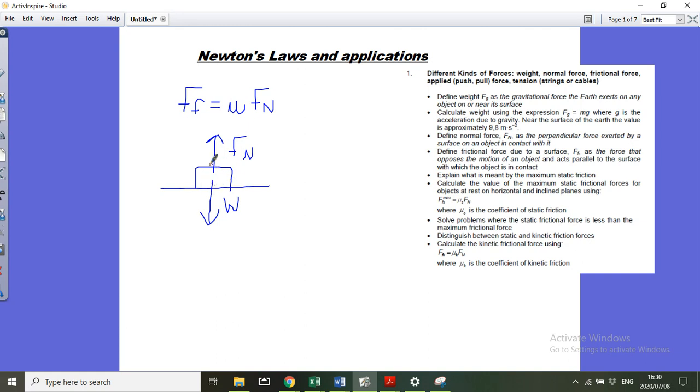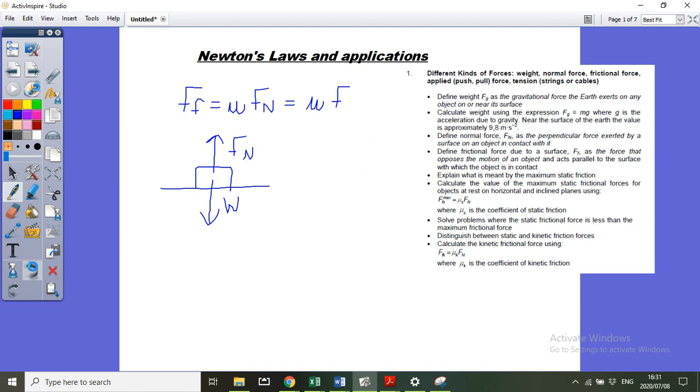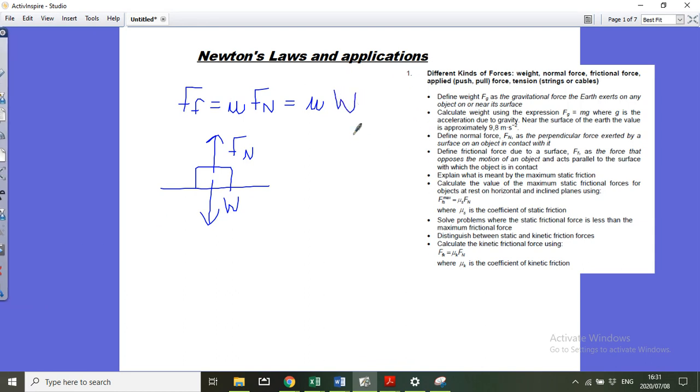And because this object is in equilibrium, like we learned in chapter 1, the upward force and the downward force must be equal to each other, and therefore it will be easy to work out the frictional force because it will just be mu times F normal, which then is the weight. Okay, so you can replace the F normal with W or FG, it really doesn't matter what you use.